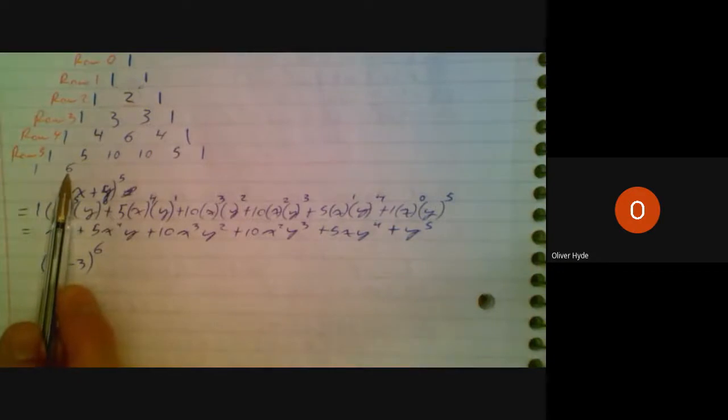Luckily, I already have row 5. Let me just sneak in row 6. Row 6, first element is going to be 1. The second element is going to be 6. That's about as far as I have memorized. The next elements: 15, 20, 15, 6, 1.